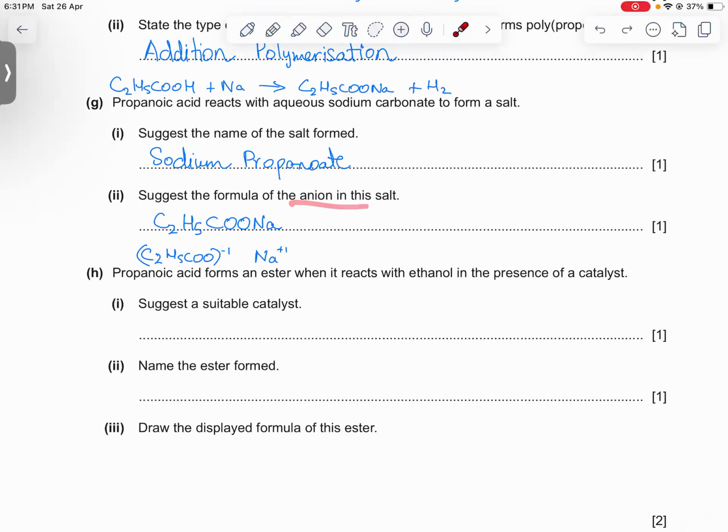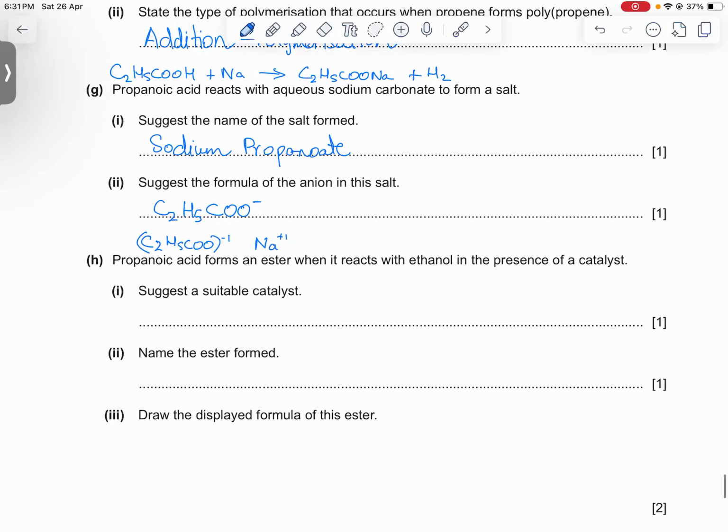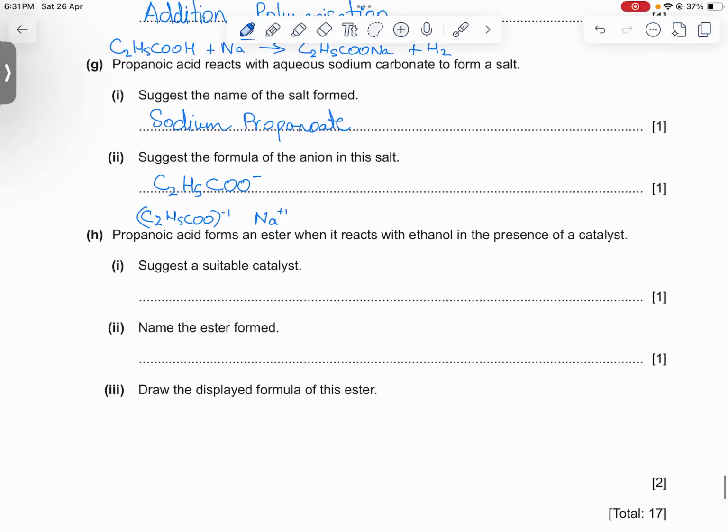Oh, they are only asking for the anion. Yeah, so it's only going to be C2H5COO minus. All right, oh yeah, the anion. The anion will be C2H5COO minus. All right.